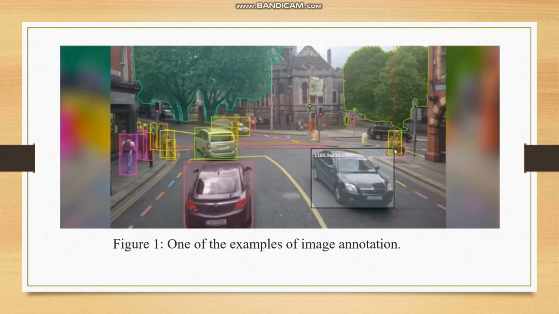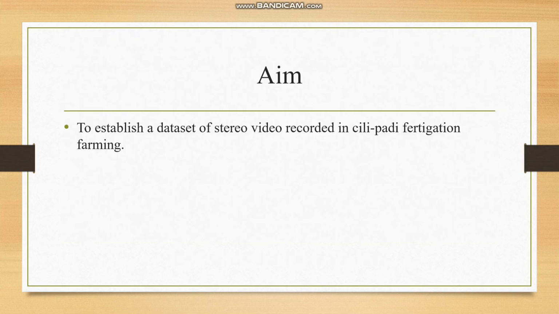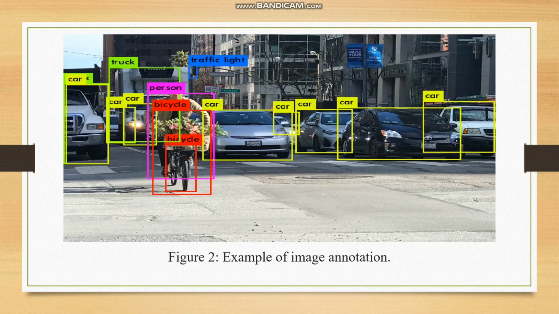So this figure 1 shows an example of image annotation. You can see the tree and the human have been labeled. And this is another example of image annotation. You can see there's the box label with the car. This is the box label of the car, the bicycle, the person, and the truck, and also the traffic light.